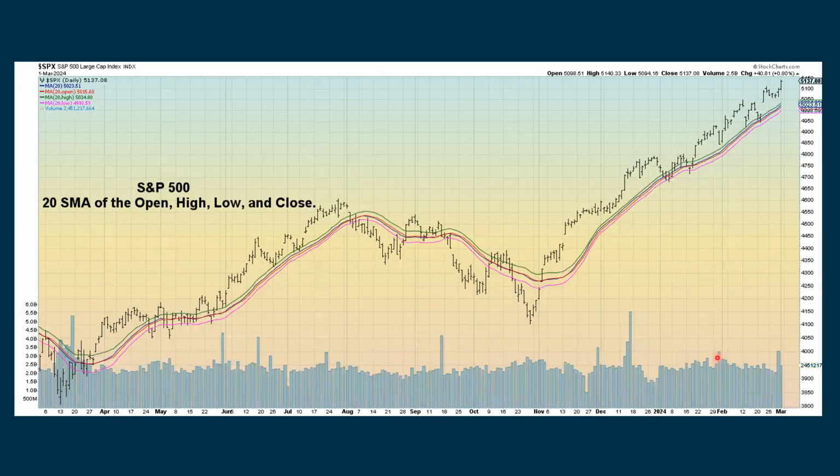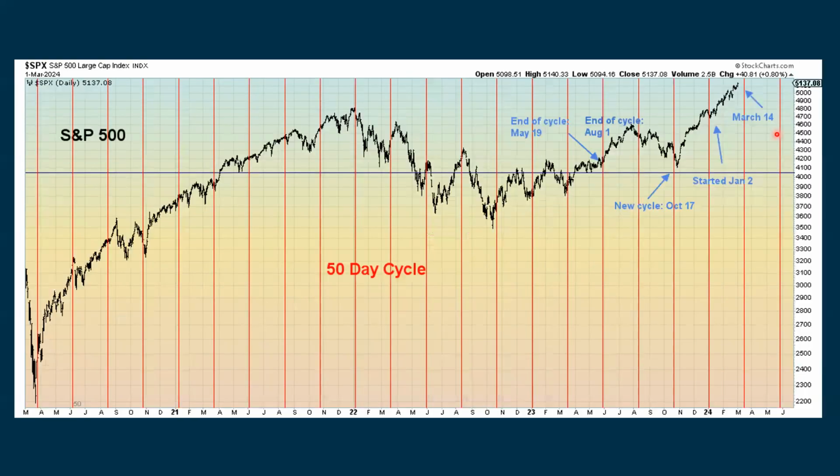Some support and resistance levels. This is a mini rainbow of the open, high, low, close, and then I take a 20-period simple moving average of that. Sometimes when we're going up and we pull back, one of these lines will act as support. When we're going down and we start to bounce, one of these lines may often act as resistance. We're far away from all of the lines right now, so I haven't been showing this.